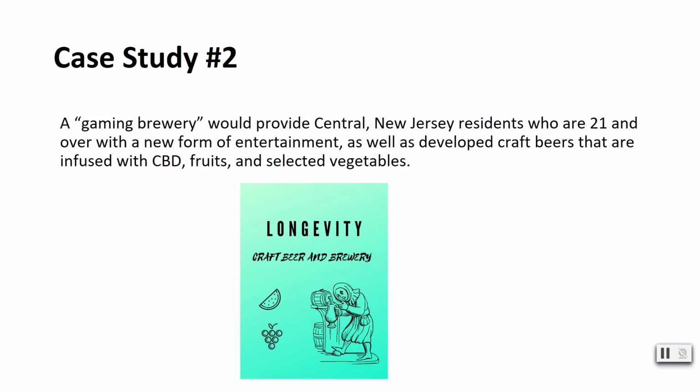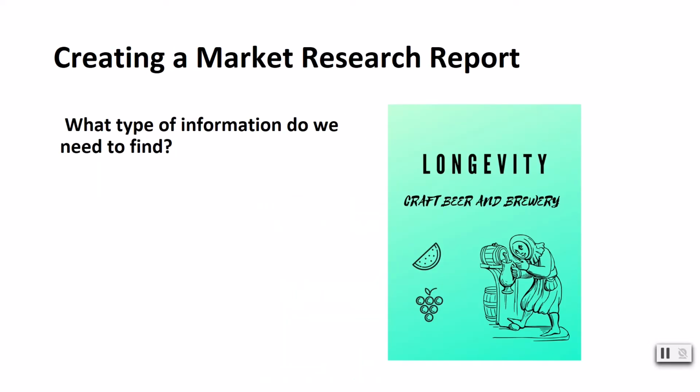The second case study is focusing on a hypothetical company within central New Jersey. We're going to call this company Longevity Craft Beer and Brewery. The problem for this particular case study is that a gaming brewery would provide central New Jersey residents who are 21 and over with a new form of entertainment, as well as develop craft beers that are infused with CBD, fruits, and selected vegetables. So what type of information do we need to find in order to create a market research report for this small brewery company within New Jersey?